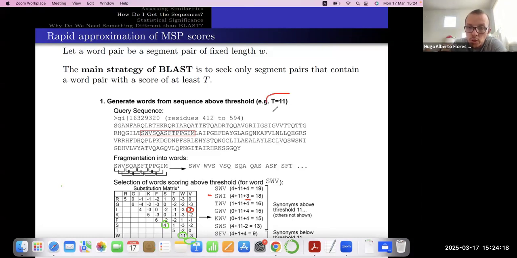Here, the threshold that is set is T equals 11. In the previous one it was T equals 13. Again, those are parameters that, based on the choice, will give us some errors in the search, and we would like to understand those errors. Questions about that?